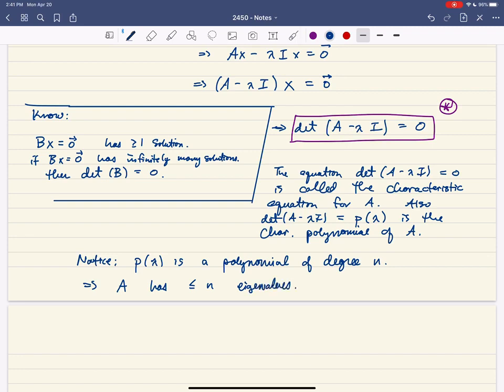In the next video, we'll start to talk about some examples of eigenvalues and eigenvectors and eigenspaces of 2 by 2 matrices.